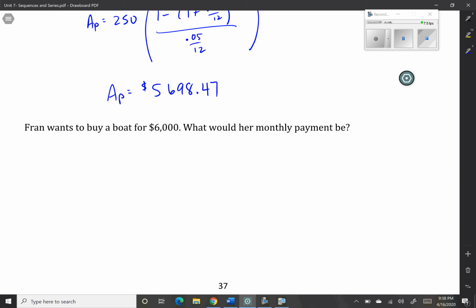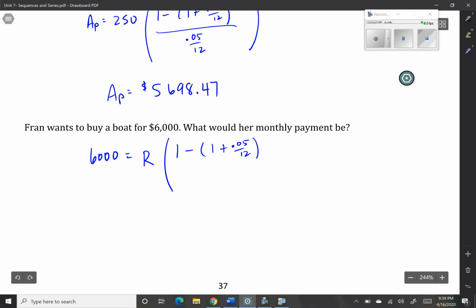Or she could recalculate and get a slightly larger monthly payment. So let's figure out what her monthly payment would be underneath the same exact parameters, but with this new loan amount of $6,000. So now I know the ending value, the A of P value. What I don't know is this R value. I'm finding the R value. Nothing else changed though. So this fraction that was in our parentheses, this big nasty thing here, is going to stay just as is.